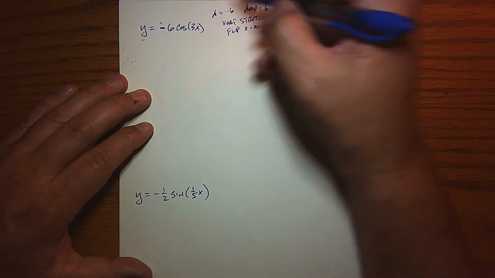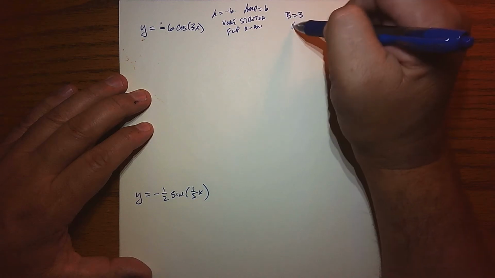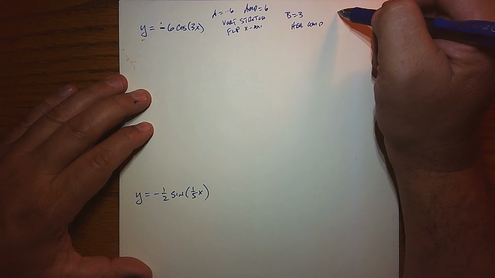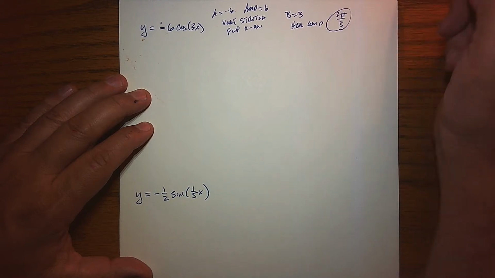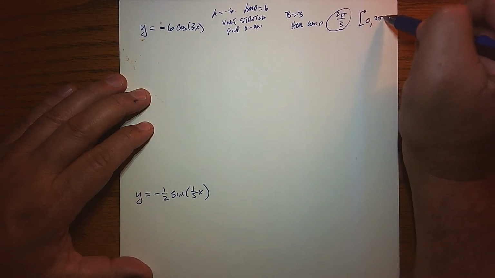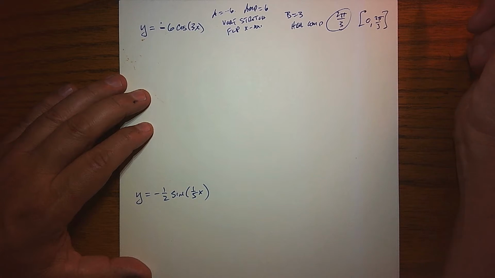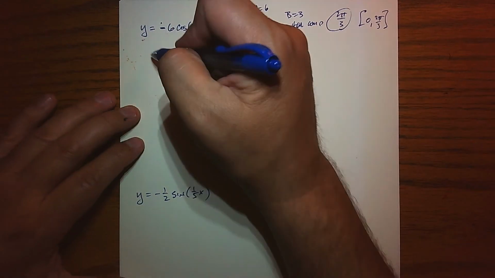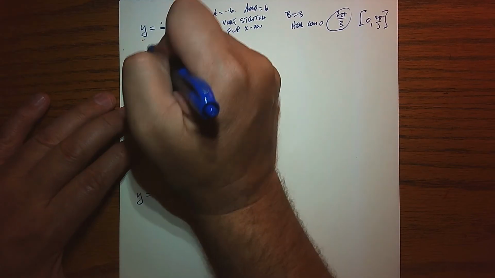In this case, B is equal to 3, so I'm expecting a horizontal compression. Our new period is 2 pi over 3. So all the action is going to occur over the interval 0 to 2 pi over 3. Again, rather than trying to figure that all out and divvy it up, let's do it the easy way: just manipulate data points.